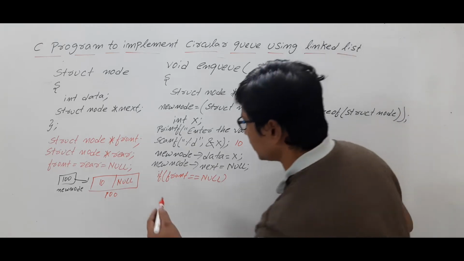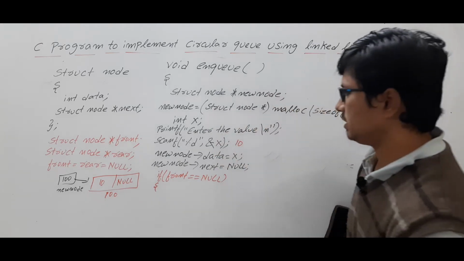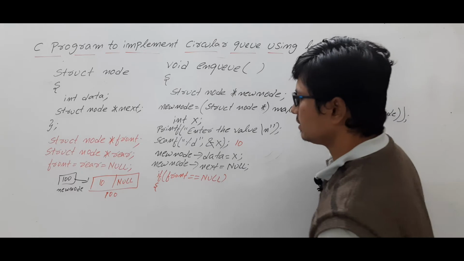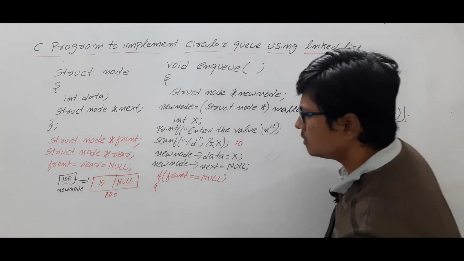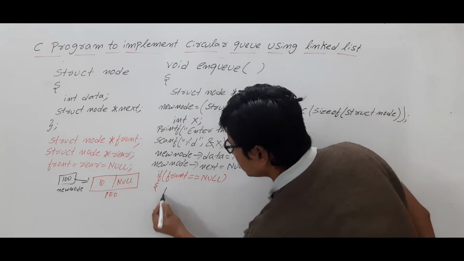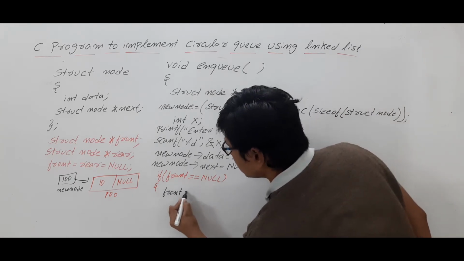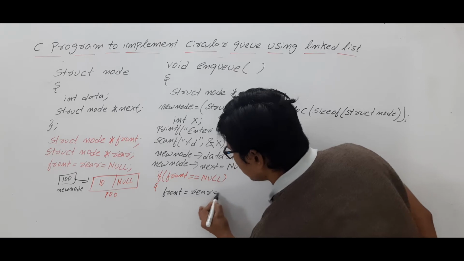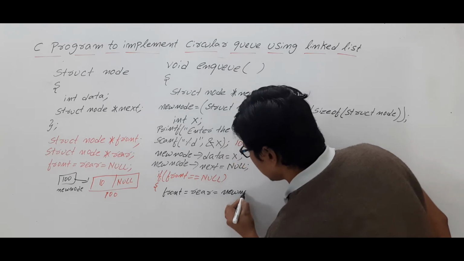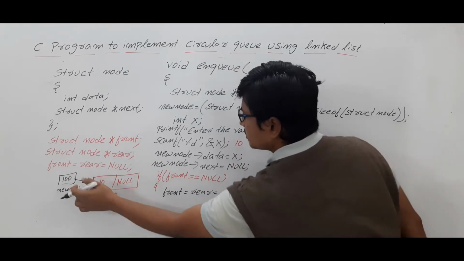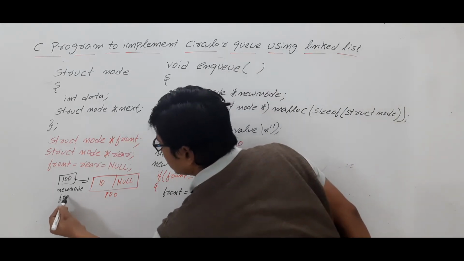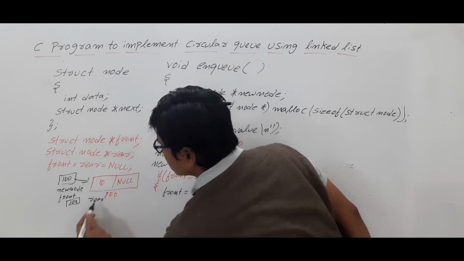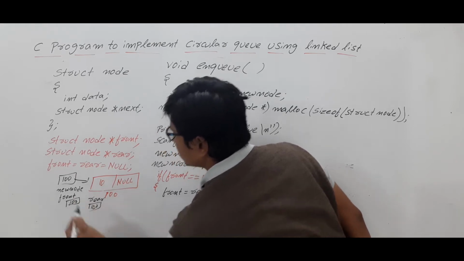So to do that one, we will write front is equal to rear is equal to new node, because new node has the address of this memory. So now front consists of 100 and rear also consists of 100. Both are pointing to this one.